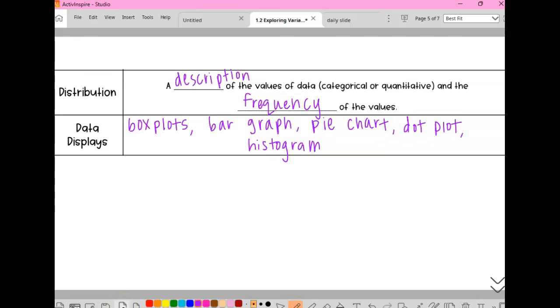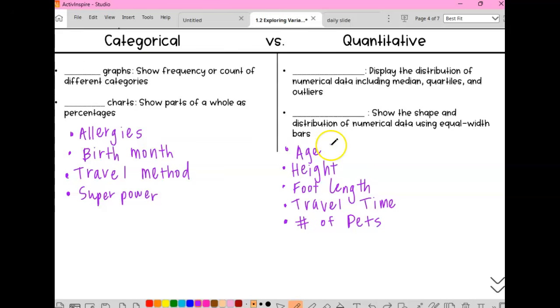Okay. So now that we have all those displays written down, we're going to talk about which one is better for categorical, which is better for quantitative. So go back to this part. For categorical, bar graphs really help show the frequency, there's that word again, frequency, or count of different categories, okay? So let's draw a little sketch in case you forgot what a bar graph looks like. We have an X and Y axis, and then there's like little bars like this. The thing you want to remember is that they are not touching. Okay? They do not touch.